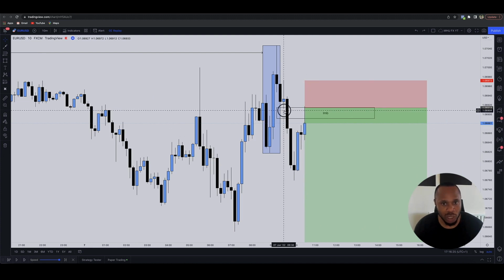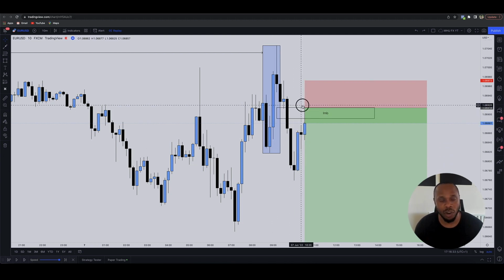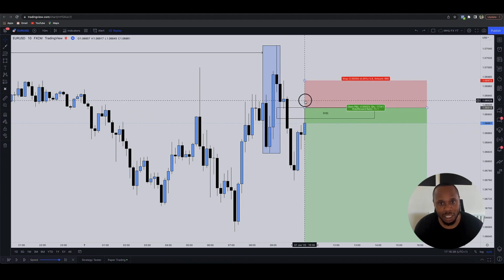They left an imbalance here between this kind of wick and that one. I believe I was in a 5-minute time frame, not too sure, but you can see there were inefficiencies here, and so they had to come and clean that up first before looking to go lower. And so my stop loss was at the high, as you can see, and then this is where I entered.